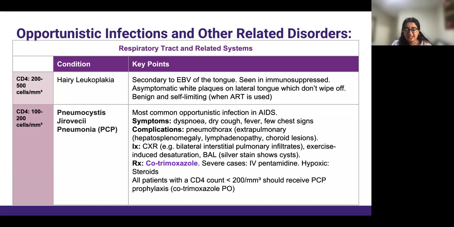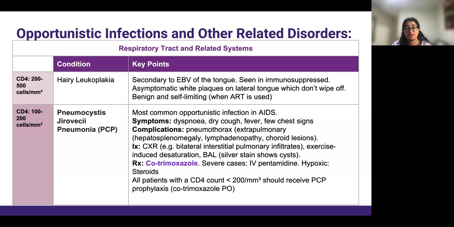So PCP is the most common opportunistic infection in AIDS. It is a chest infection with shortness of breath, dry cough, and fever. There are very few chest signs, and it has a very common complication of pneumothorax. It can also have manifestations outside the lung, like hepatosplenomegaly, choroid lesions and lymphadenopathy. The chest X-ray would show bilateral interstitial pulmonary infiltrates.